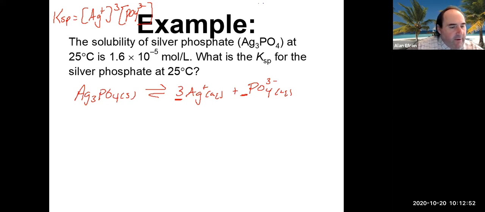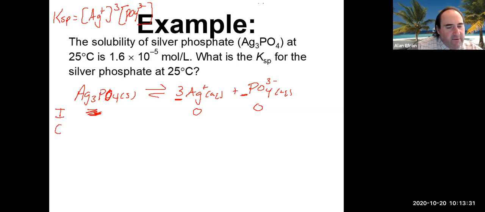Now, in this particular problem, you don't actually need to do an ice table, but I'm going to show you what the ice table looks like because it's slightly different than what we normally do, especially when we're dealing with KSP. It's similar, but a little bit different. So let's take a look at what an ice table would look like. Initially, in this particular case, we are not given anything. So it would be 0, 0. Again, nothing written here because this is solid, so it's not going to basically interact.